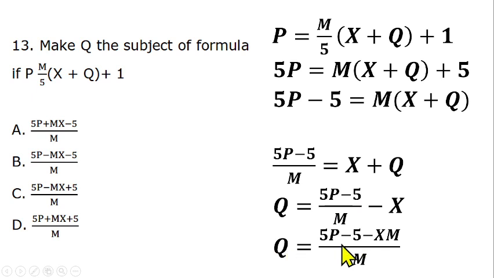So q will be equal to, LCM is m. So m in m is 1 times 5p minus 5 gives us 5p minus 5. Then 1 in m is m times x, m times minus x will give us minus xm. So if you look at the options provided here, of course we need to rearrange this. So we have 5p minus xm minus 5 over m, which is option B.